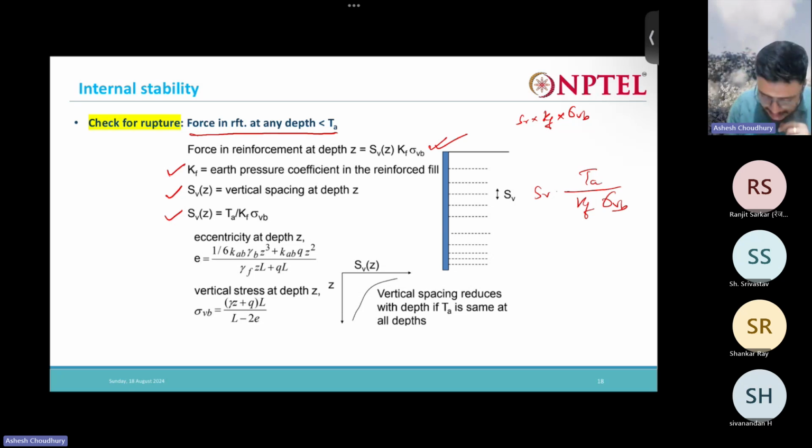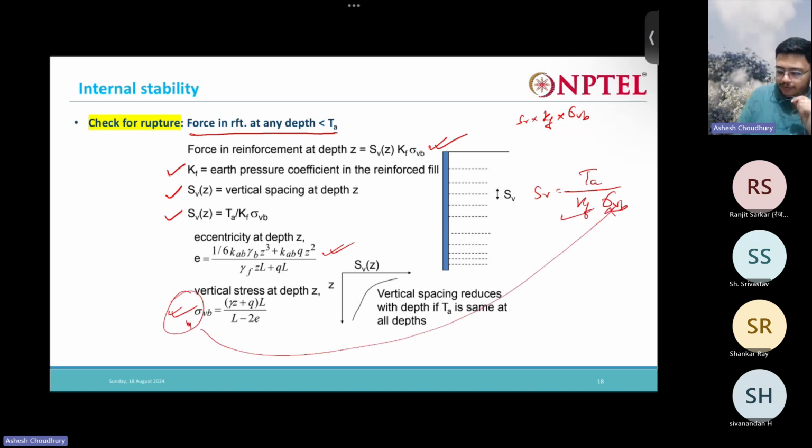Then you can find out the eccentricity at depth Z. Similarly, from here you can find out sigma Vb. So how to calculate sigma Vb? That is actually given here. So sigma Vb you put here, Kf you know, Ta you know, you can find out SV.